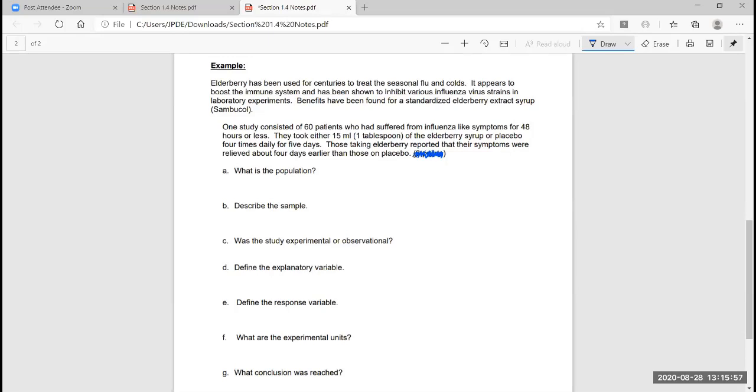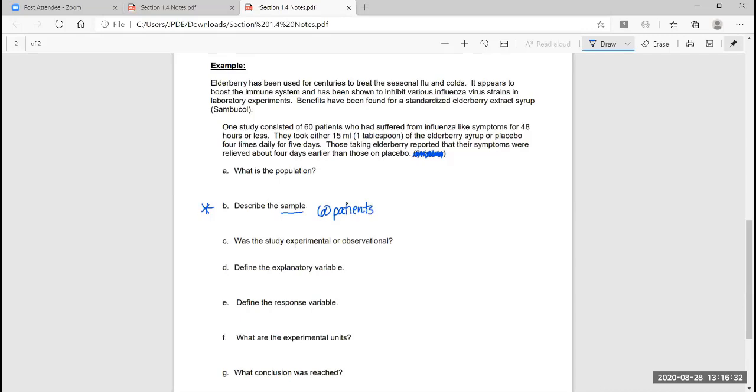So the first thing I would do, it says, what is the population? And then it says, describe the sample. It's very common to see the population asked for first. I think it's easier to find the sample first. And the sample, again, is the group we studied. So if we look at this, it says one study consisted of 60 patients. So we actually studied those 60 patients.